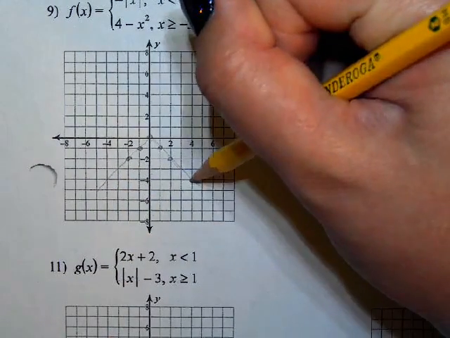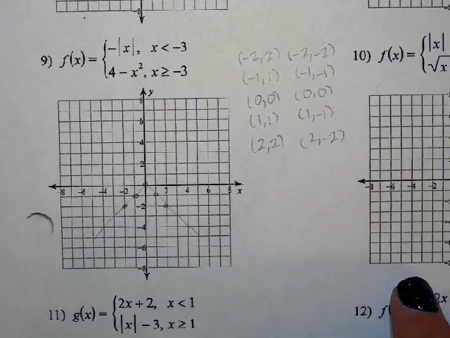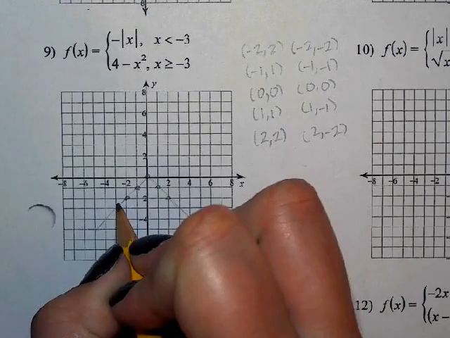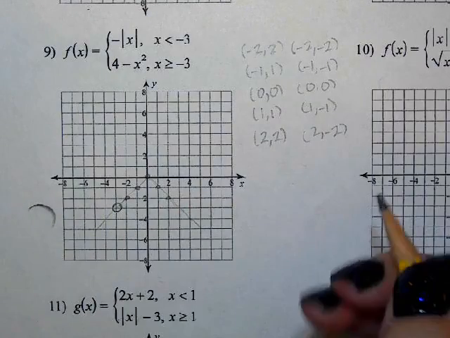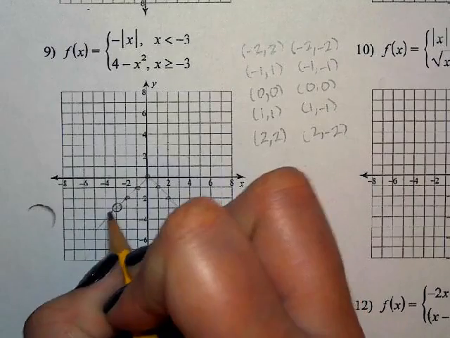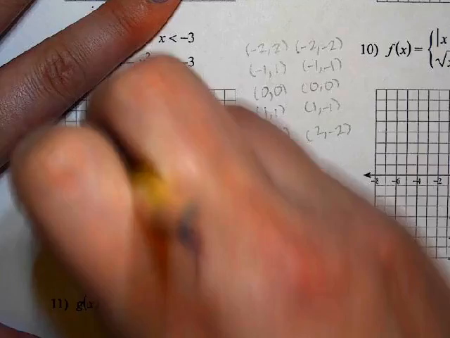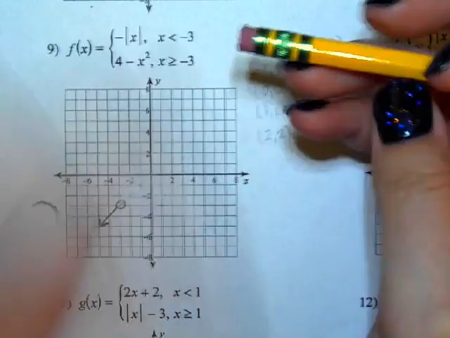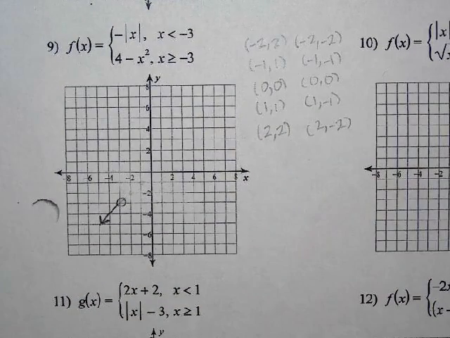Okay, so here's our absolute value graph. What number should I circle? -3. Should I fill in my circle or not fill in my circle? Not fill it in. And then what part should I keep? To the left. Okay, Beyonce. No? Nobody? Trying to work. All right. So there's my graph that I'm keeping.